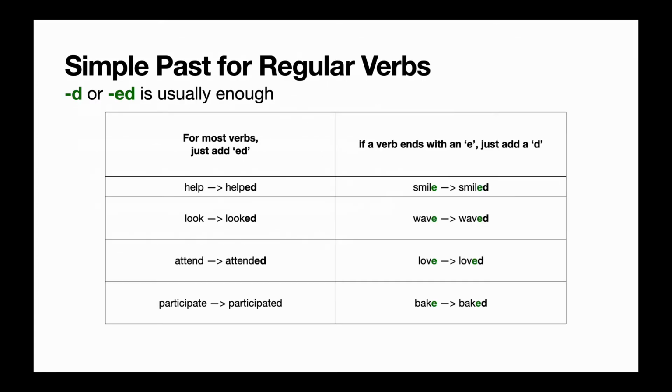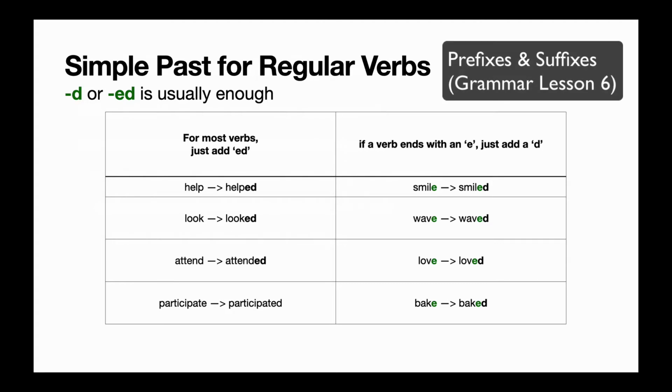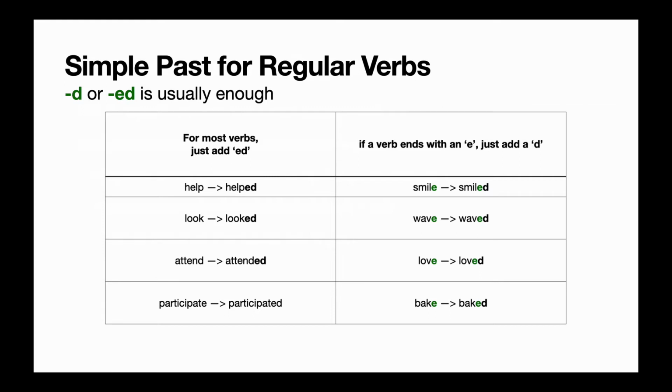Okay, so next we're going to ask, how do we make the simple past for regular verbs? And to do this, usually we just add the ending D or ED. So this is another common suffix. Remember suffixes from grammar lesson 6? So D or ED is another common suffix that shows us when a word is in the past tense. So in this first column, we see that for most regular verbs, we just add ed. So help becomes helped, look becomes looked, attend becomes attended, participate becomes participated. So for short verbs, long verbs, usually we just add ed.